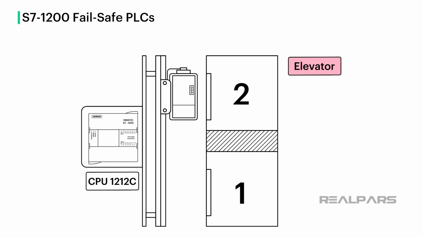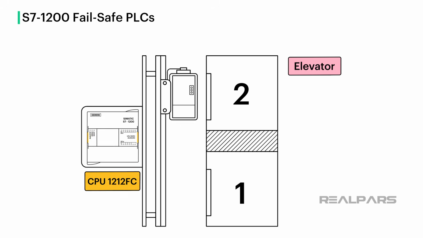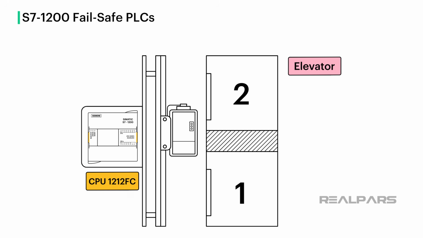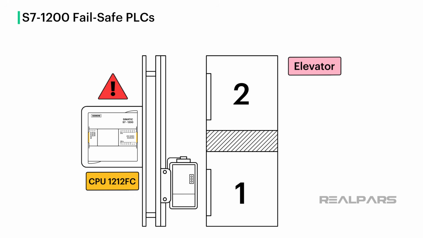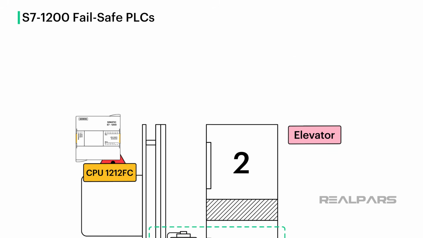For example, let's say you want to design a control system for an elevator. You could use a regular PLC like the 1212 to control the elevator's movements. But what if the power goes out or something goes wrong? In that case, you would want to make sure the elevator stops safely. That's where the 1212 fail-safe PLC comes in. It has special features that can detect when something is wrong and activate emergency brakes to keep the passengers safe.